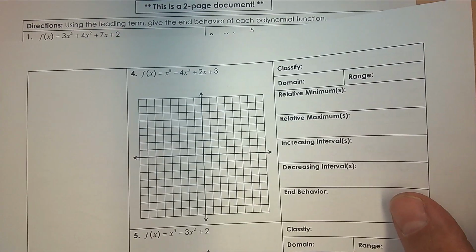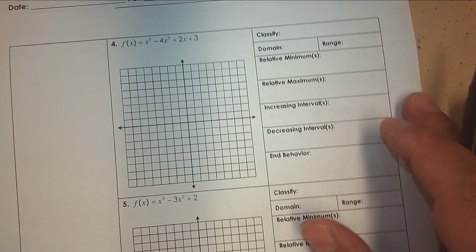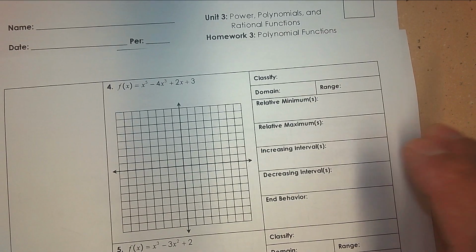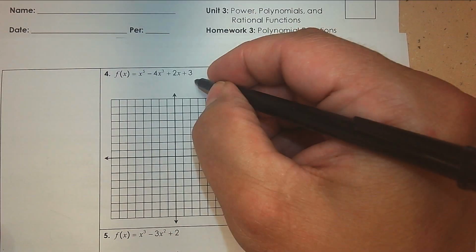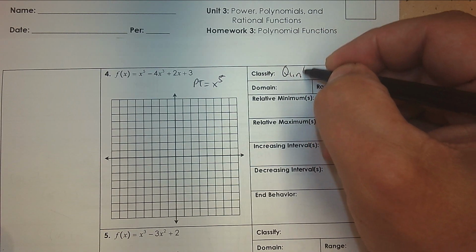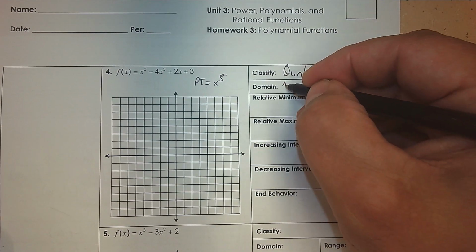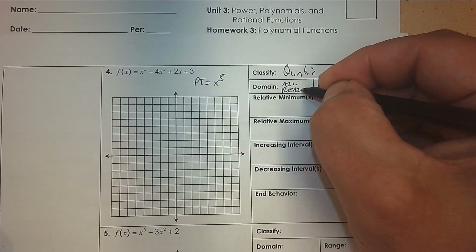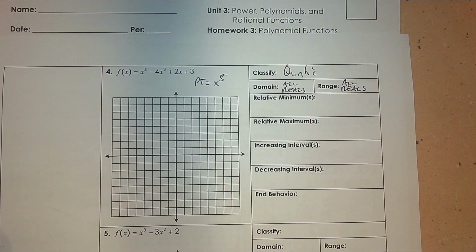Try it again. Type the next one into Desmos. I'm looking for the turning points. You can also find the intercepts on Desmos, and then we're going to put it on here and be able to write the analysis. So I see the power term is x to the 5th. We can call that a quintic if we want, or just a higher order polynomial. The domain is going to be all reals, and because of the odd exponent, the range is also going to be all reals. So it's going to go up forever and down forever.